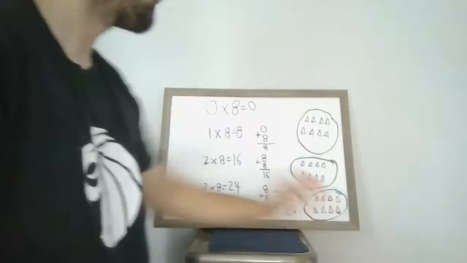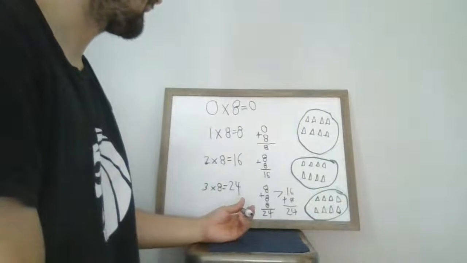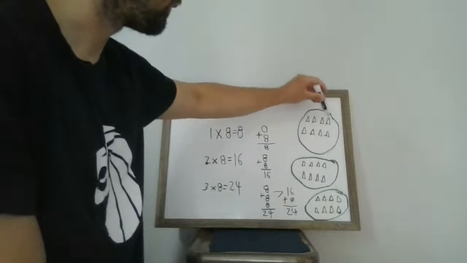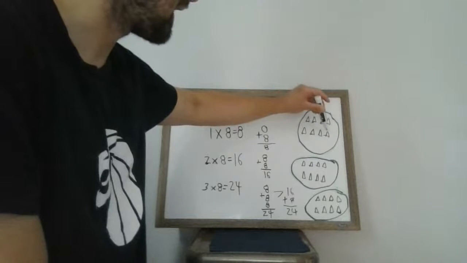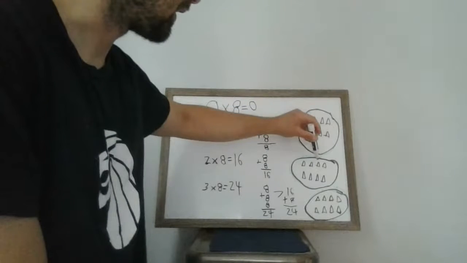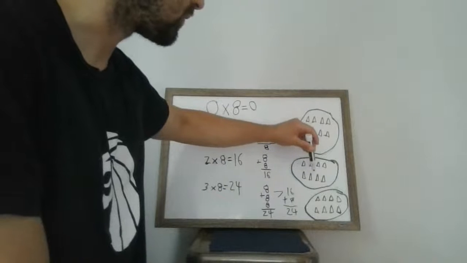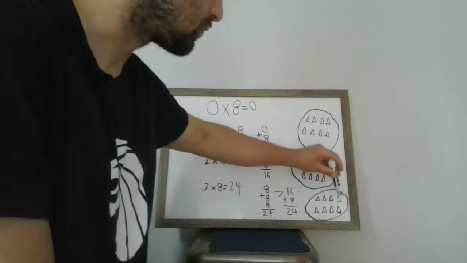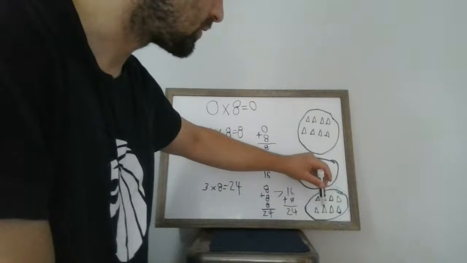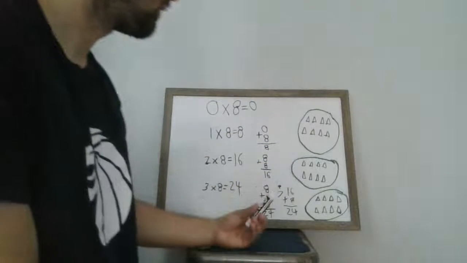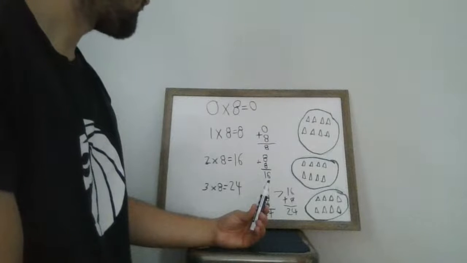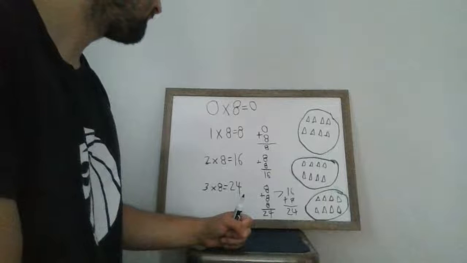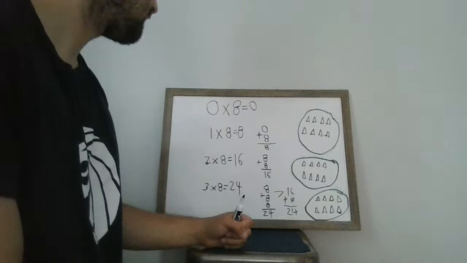All right, so I have 3 groups of 8 triangles, and now I'm going to count the total number of triangles. 1, 2, 3, 4, 5, 6, 7, 8, 9, 10, 11, 12, 13, 14, 15, 16, 17, 18, 19, 20, 21, 22, 23, 24. All right, so 3 groups of 8 triangles, and the total number of triangles is 24.